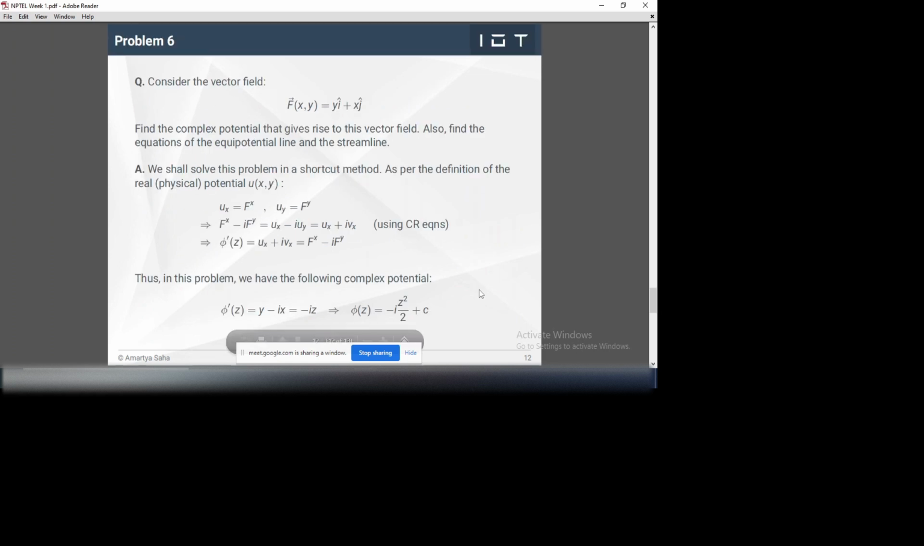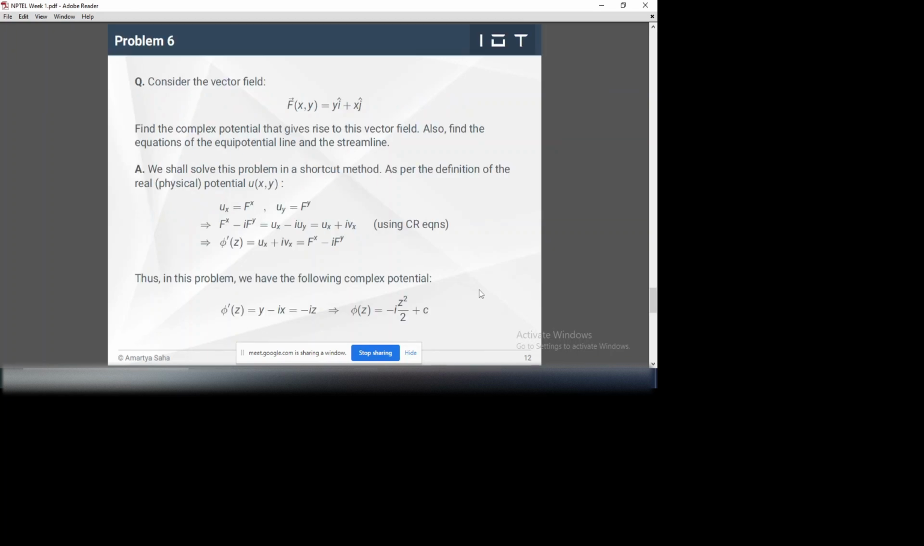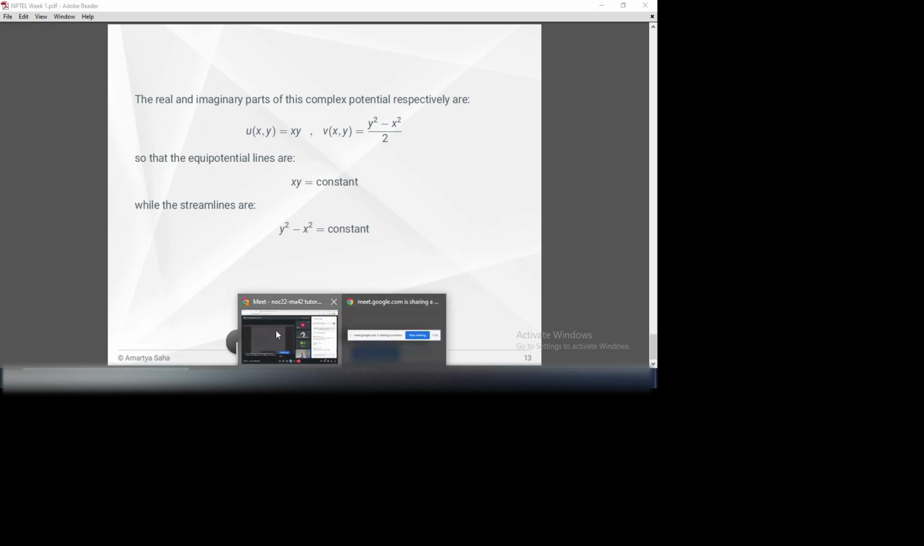and then you get phi z, and then you just write the real part and imaginary part of the complex potential in terms of x and y, and then simply you get the equipotential lines as the constant real part, and streamlines as the imaginary part. So yeah, that solves this problem. So that concludes the discussion of the problems.